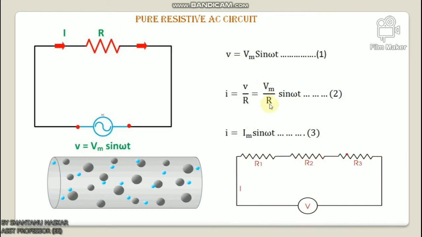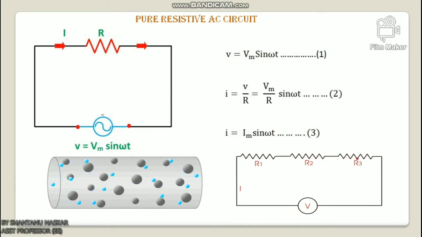Now if we explain the resistive circuit, in an AC circuit, the ratio of voltage to current depends upon the supply frequency, phase angle and phase difference. In an AC resistive circuit, the value of resistance of the resistor will be the same irrespective of the supply frequency.